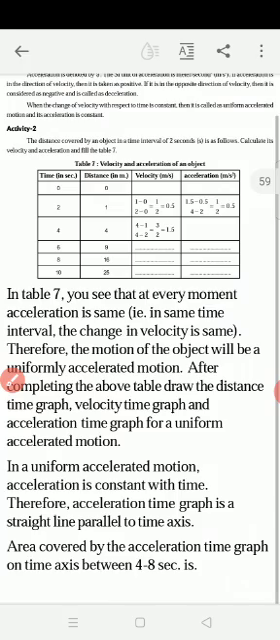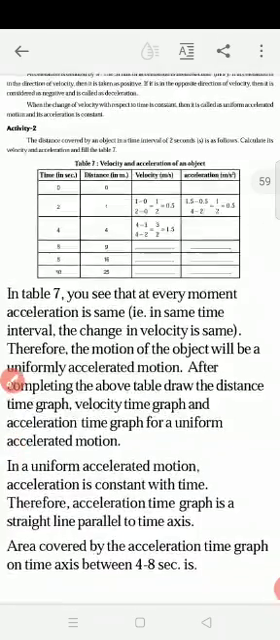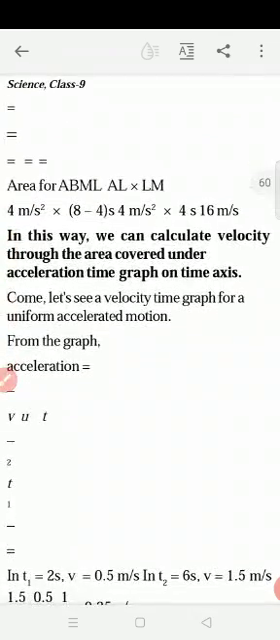The next one, in a uniformly accelerated motion, acceleration is constant with time. Therefore, the acceleration time graph is a straight line parallel to the time axis. Area covered by the acceleration time graph and time axis between 4 to 8 seconds is, okay. So here the 8 seconds, since the screen is very short, it is showing like this. So see in your textbook. By looking at the textbook, I will explain this to you now.